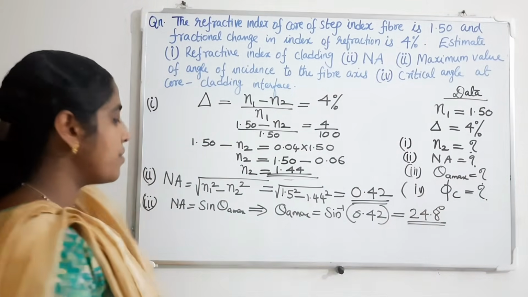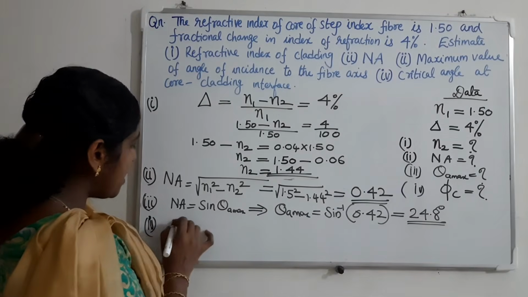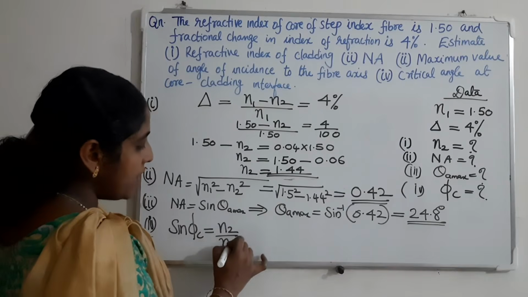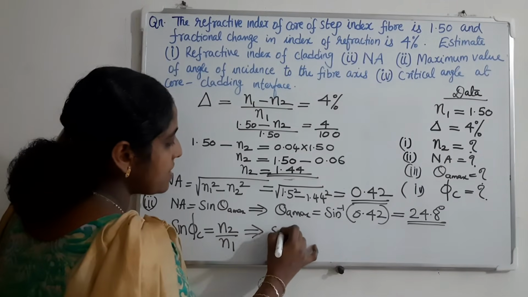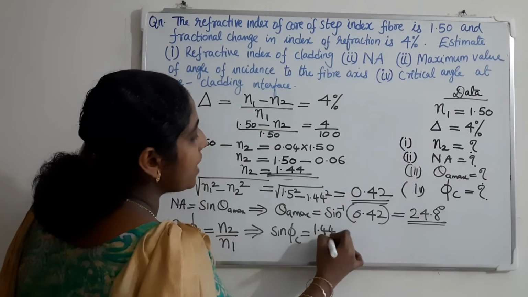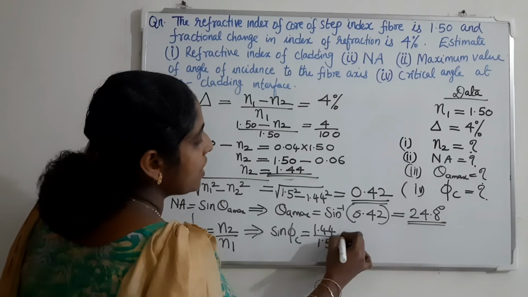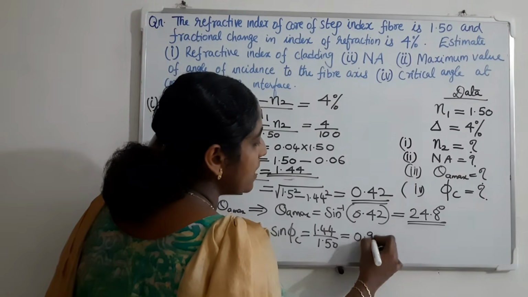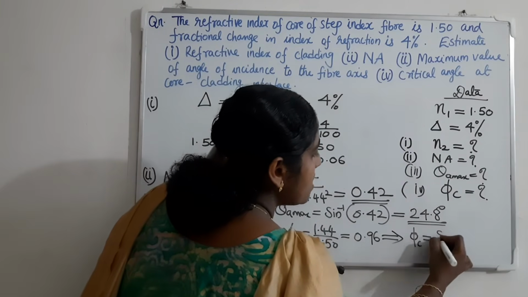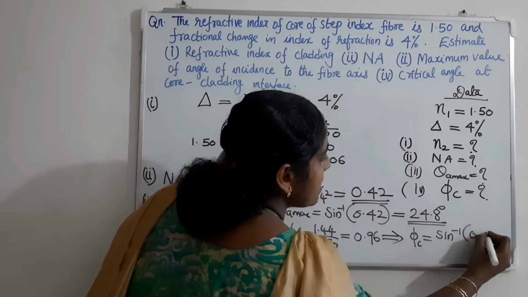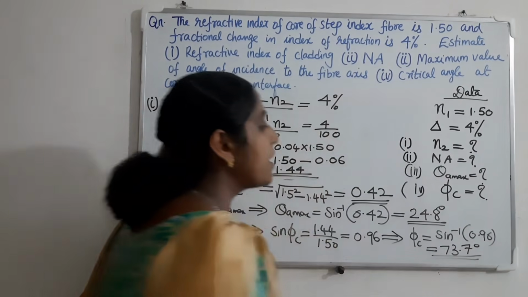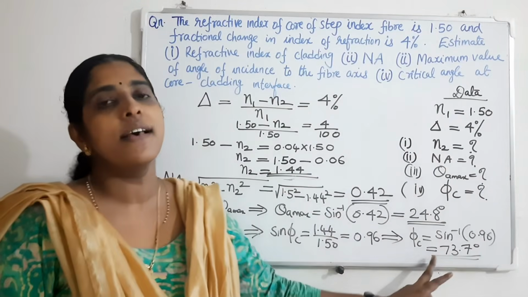Fourth is critical angle. So critical angle we can find out from the expression sin phi c is equal to n2 divided by n1. That is sin phi c is equal to n2 is 1.44 divided by n1 is 1.50. That is equal to 0.96. That means the critical angle phi c is equal to sin inverse 0.96. That is equal to 73.7 degree. So the critical angle at the core cladding interface is 73.7 degree.